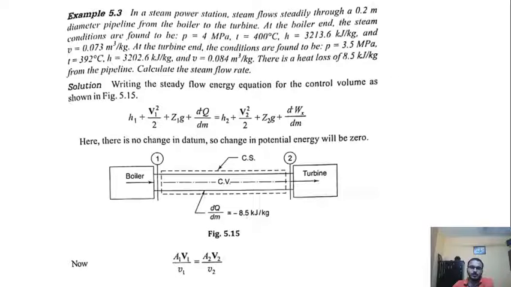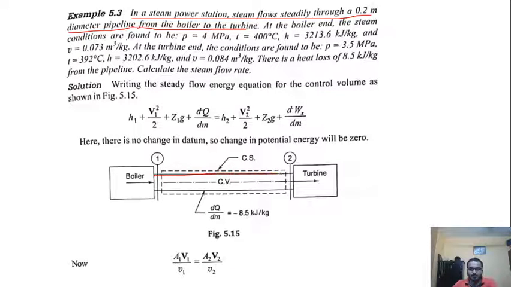Now we will move forward to our next problem. That is, in a steam power plant, steam flows steadily through a 0.2 meter diameter pipeline from boiler to turbine. That can be seen over here.